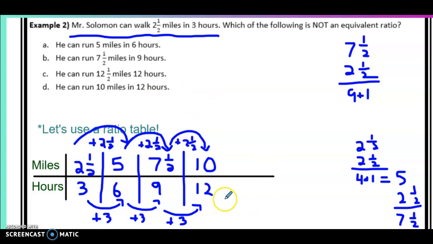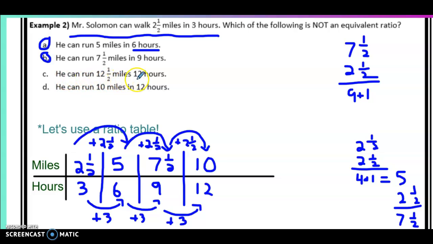Now that I have this, I can use this to answer the questions up here. So it says he could run 5 miles in 6 hours. So let's go to 6 hours. Can he run 5 miles? Yes, he can. So that is true. There may be more than one true because it says which is not an equivalent ratio. He can run 7.5 in 9 hours. So let's go to 9 hours. Can he run 7.5? Yeah, he can. That's true.